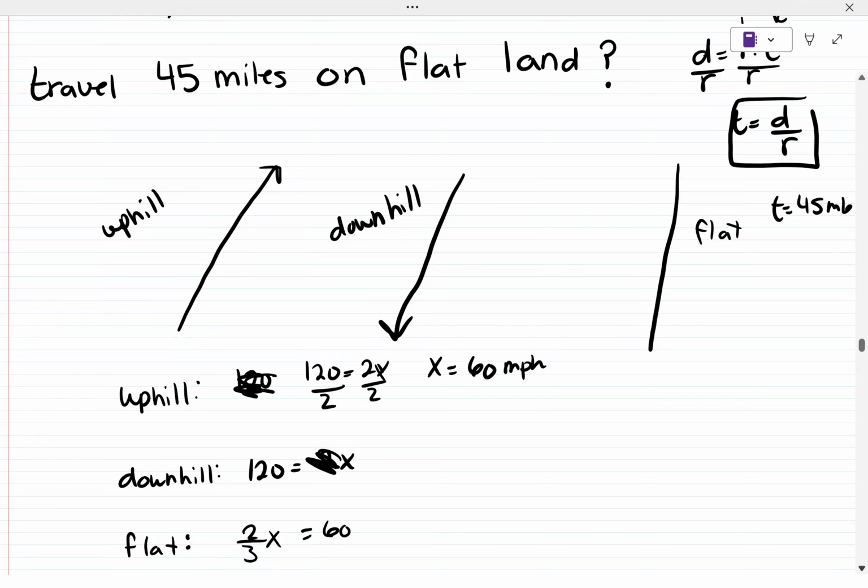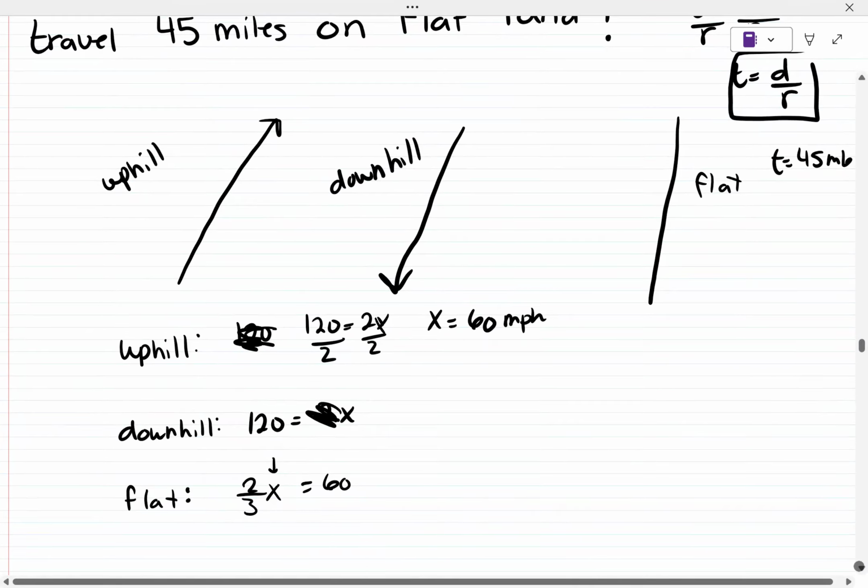So we're trying to find the speed of the plane. That's why I call this x, because we don't know what the speed is, but we do know it's two-thirds of this unknown speed equals 60. And then you can solve for x. And how do we get 60? We got it from 120 equals 2x, and if you divide this by 2, you get 60.